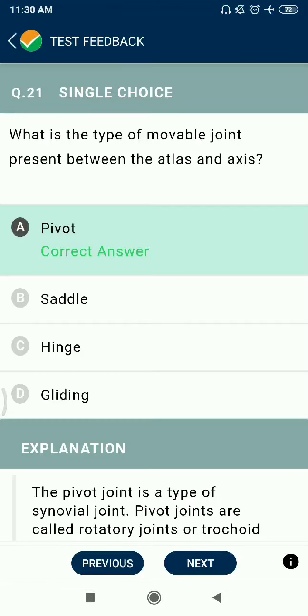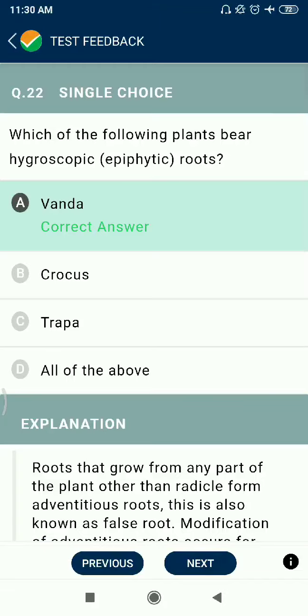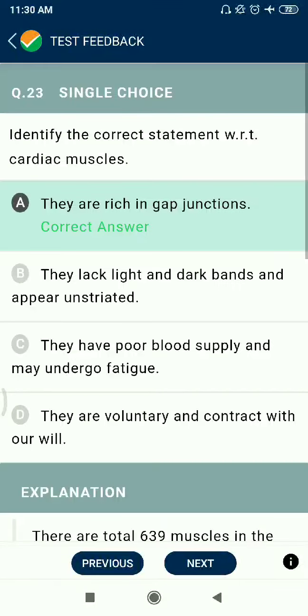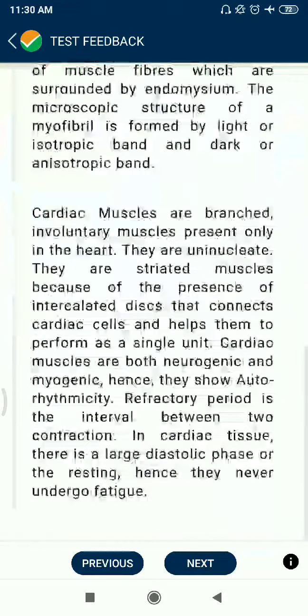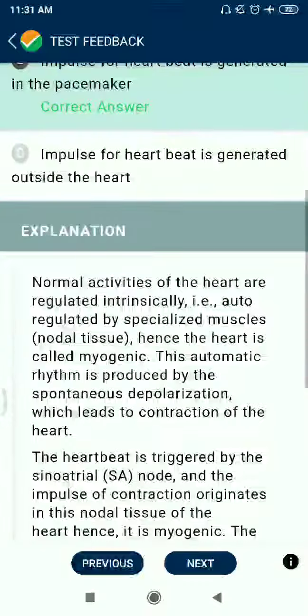Question number 21. What is the type of movable joint present between the atlas and axis? Pivot. Question number 22. Which of the following plants bears hygroscopic epiphytic roots? Vanda. Question number 23. Identify the correct statement with respect to cardiac muscles. They are rich in gap junctions. Question number 24. Which of the following holds true for the human heart being termed myogenic? Impulse for heartbeat is generated in the pacemaker.